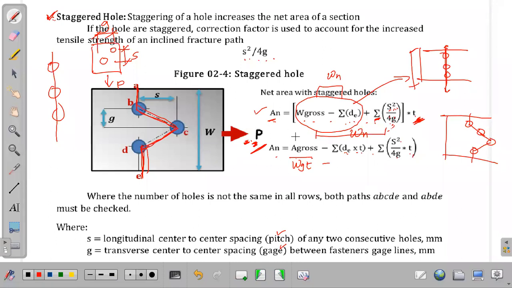Okay? So that is how to get the net area for a staggered hole, and then for a straight one. If our failure is straight, what we account for in our net area is the W gross minus the summation of DE times the thickness. Okay? That is all we account for in the W when our failure is straight, direct. When staggered, this is what we use. Okay? So we introduced S squared over 4G.